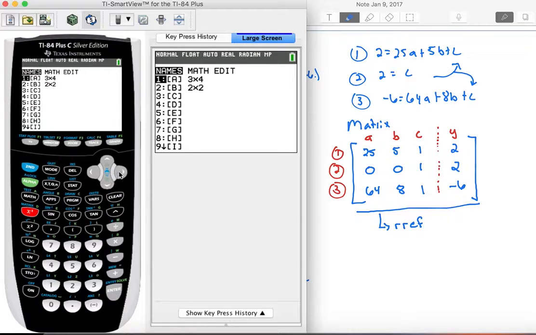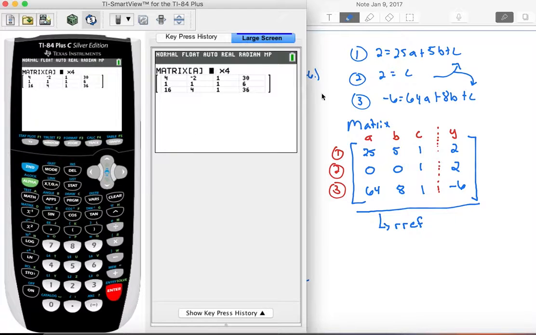To input a matrix, we have to arrow over to the edit option, and we hit enter on edit. And we need to enter the dimensions. So the dimensions, remember, rows by columns. So the number of rows are 3, I hit enter, and the number of columns are 4. 1, 2, 3, 4. I hit enter. And then I'm going to hit all of the numbers after each time I hit enter. So 25, enter. I have 5, enter. I have 1, enter. And I have 2, enter.